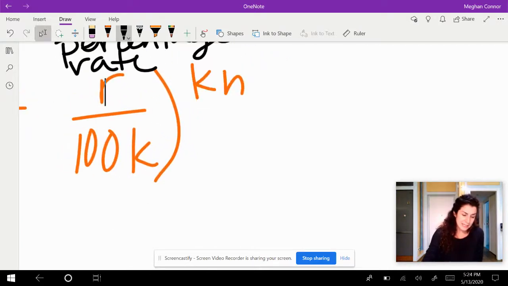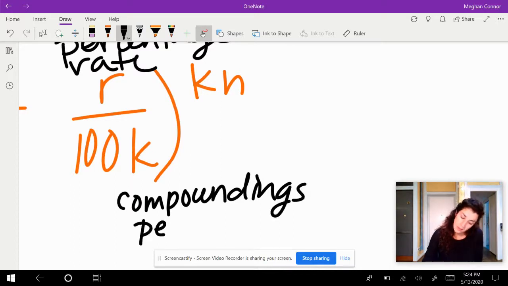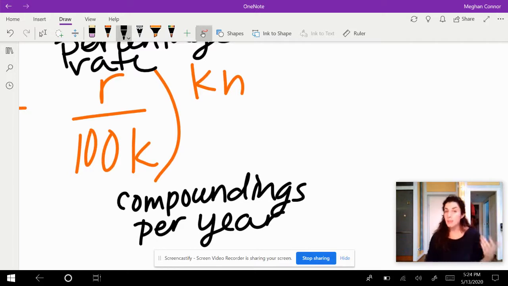K stands for compoundings, I guess, but it's the number of compoundings per year. If you're compounded monthly, the number of compoundings would be 12 because there are 12 months. If you're compounded biannually, your number of compoundings would be 2. If you're compounding quarterly, it would be 4. We'll go through a couple different scenarios like that. If you compound annually, your number would be 1.